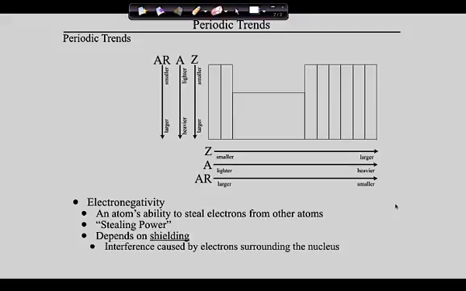So here's what we know. Electronegativity. What is it? Stealing power. What does it depend on? Shielding. What is shielding? It is the interference caused by electrons around the nucleus. What does all that mean? Wait and see. Tune in next time.